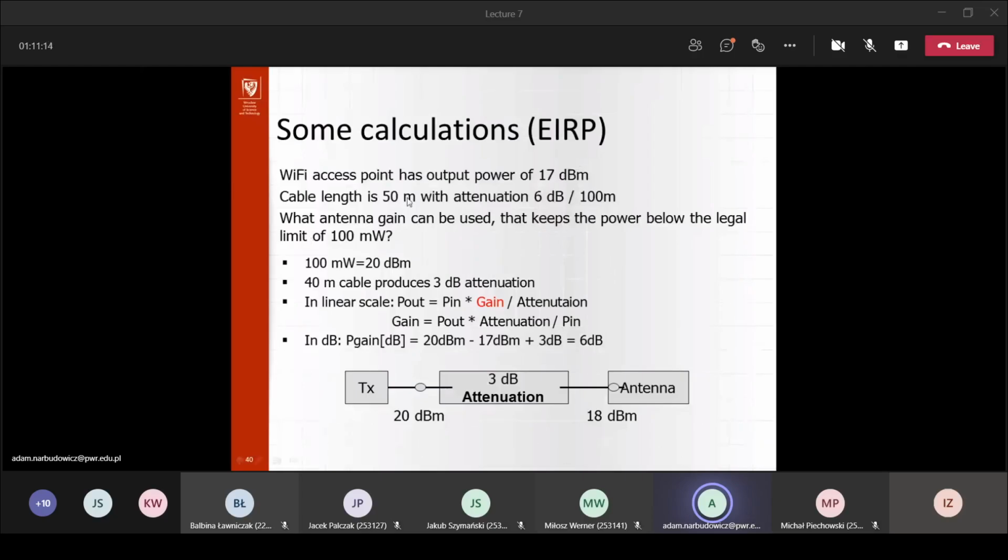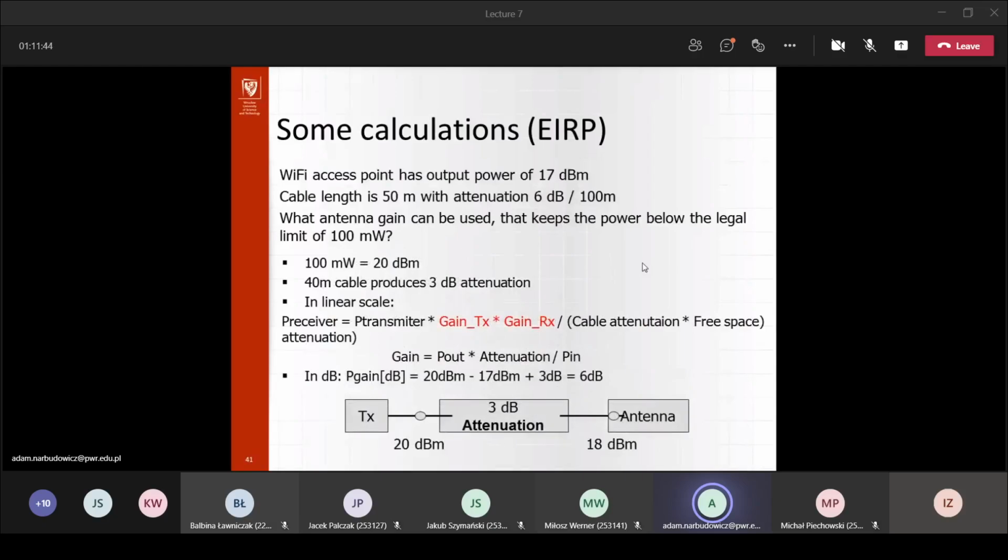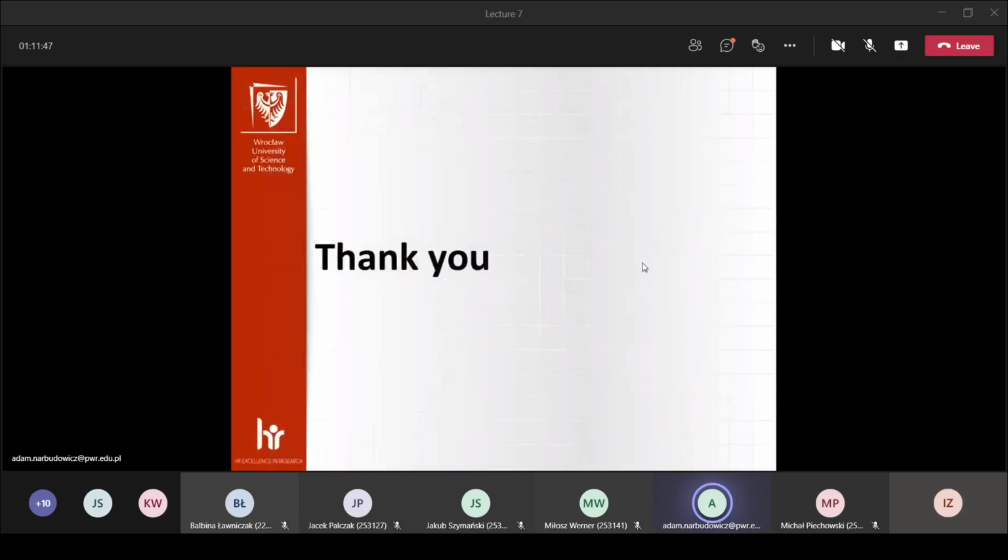So by the way, for those of you who asked in the last lecture, apparently the legal limit for EIRP is 100 milliwatts, so 20 dBm. All right, and then again, this is an example of how this can be calculated. So I'm not going to go through that as we are a bit low on time.